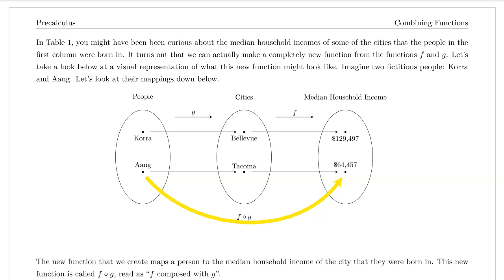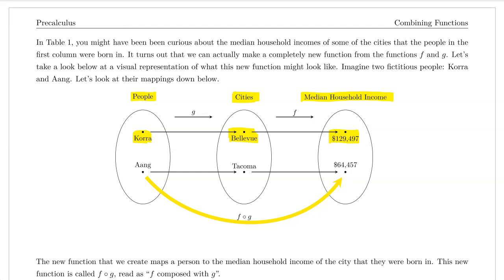We talked about the domain of the g function, which was people in the world, and the range of g was cities. The domain of f was cities, and the range of f was median household incomes that ranged between 0 and infinity. So what is happening here? Well, I'm taking a person from the domain of g. This person, her name is Cora, and she maps to Bellevue because that is the city that she was born in, and then Bellevue maps to a median household income of $129,000 and $129,497.